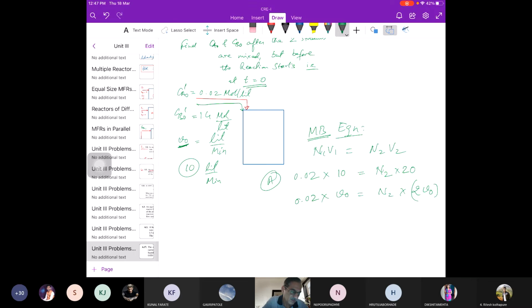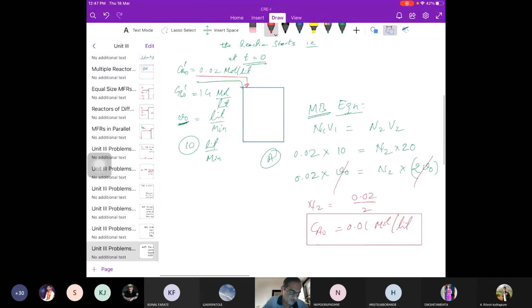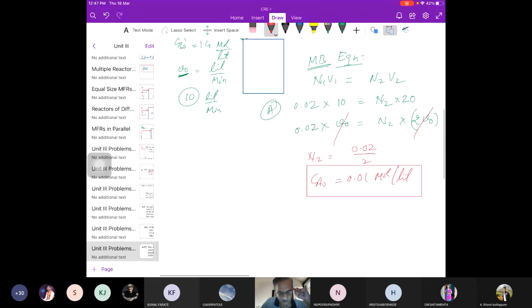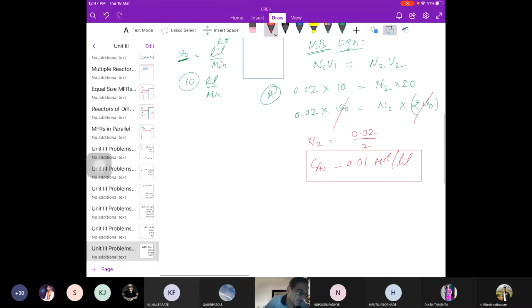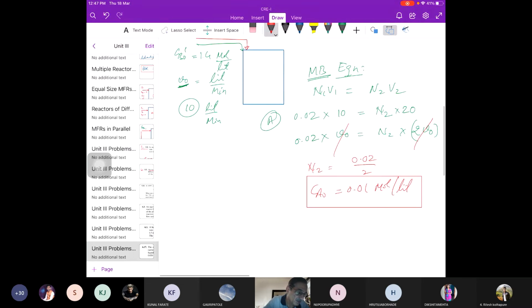Calculate what is N2, which is nothing but 0.02 upon 2, which is 0.01 moles per liter, which is now CA naught after mixing of the two streams. समझा क्या नुपुर? No response. ठीक है.